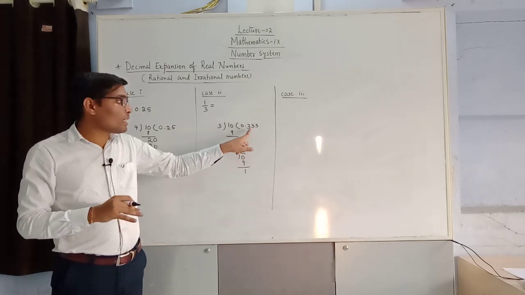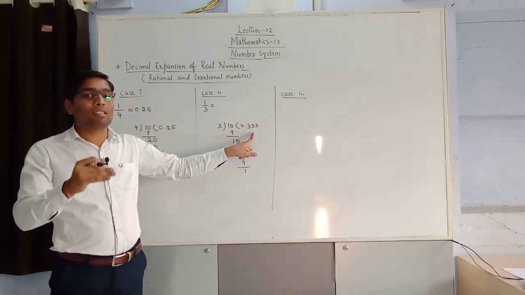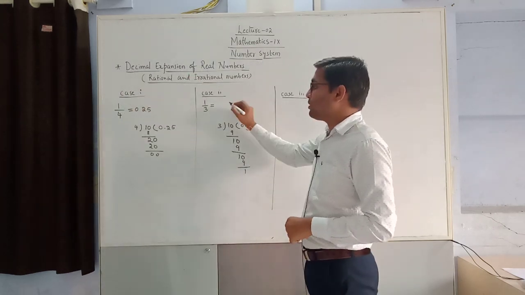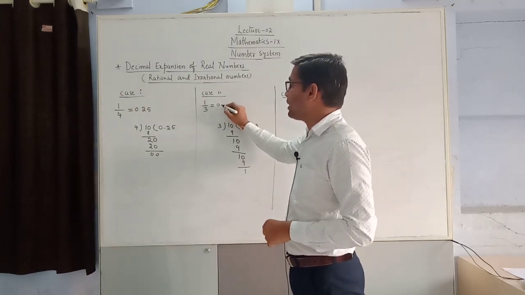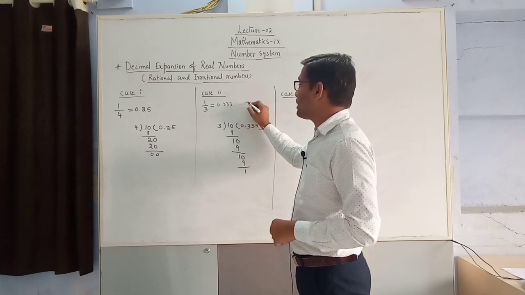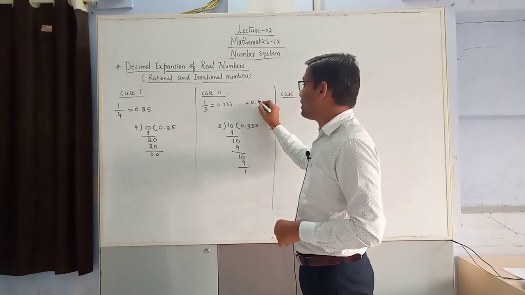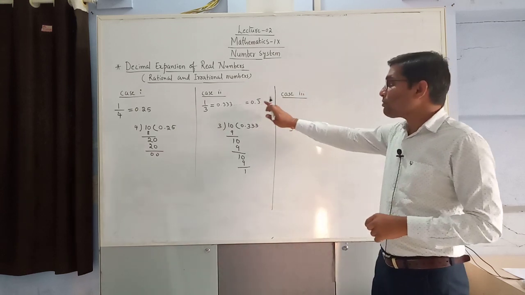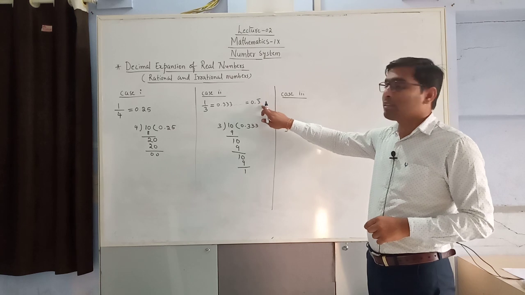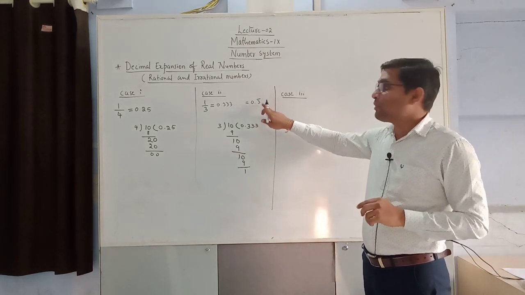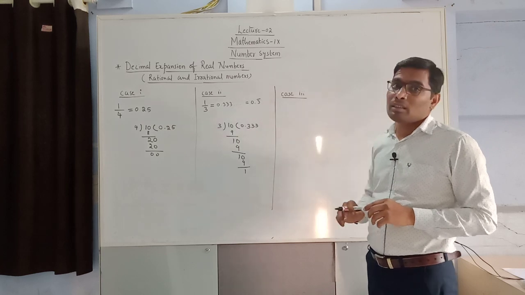And also look here, after the decimal point the digits are repeating. That is, we can write the decimal expansion of 1 by 3 as 0.333 and so on. It can also be written as 0.3 bar. Here the bar indicates that after the decimal point the digits are not ending and the digit 3 is repeating. Therefore we have written a bar on the digit 3.